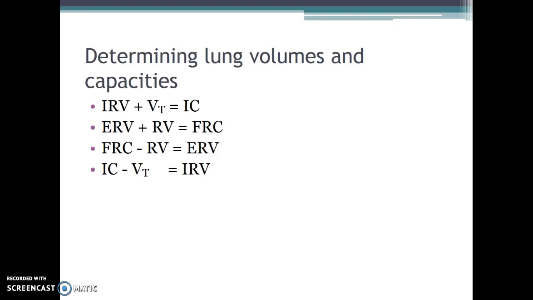And then when you're doing these, you want to find your inspiratory capacity, your FRC, your vital capacity, and your total lung capacity. I'm going to stop there and let you solve for those, and then I will come back on and go through the answers with you in another 15-minute video.